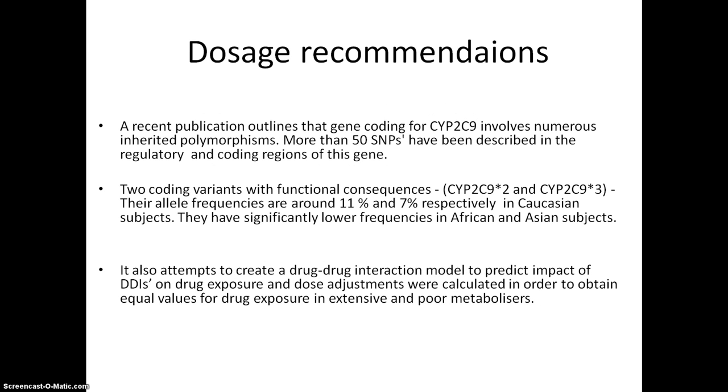There have been several publications about genetic variations in CYP2C9 and modeling publications, but the one that I found interesting was published in 2013. It's called Quantitative Prediction of the Impact of Drug Interactions and Genetic Polymorphisms on CYP2C9 substrate exposure. It attempts to create a drug-drug interaction model to predict the impact of DDIs on drug exposure, and proposes dose adjustments so that whether you're a poor metabolizer or an extensive metabolizer, you have equal values of drug exposure.